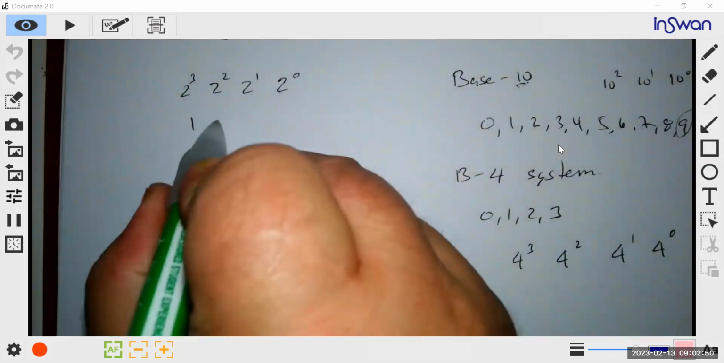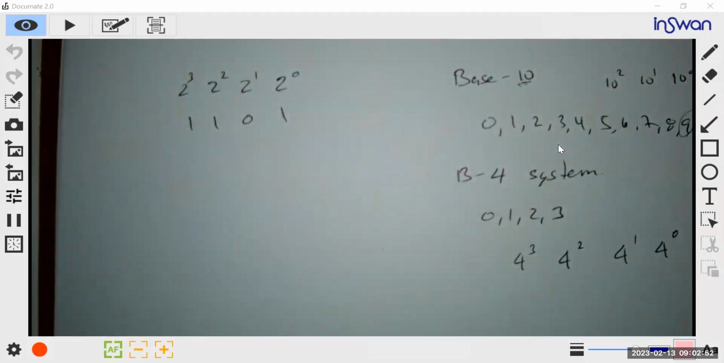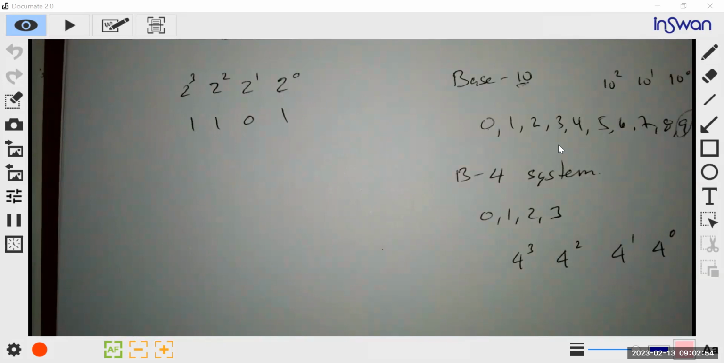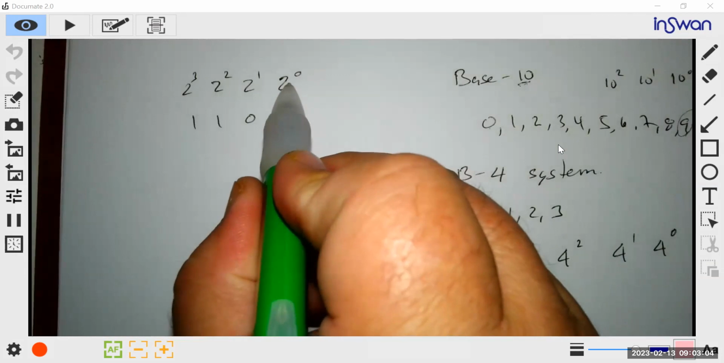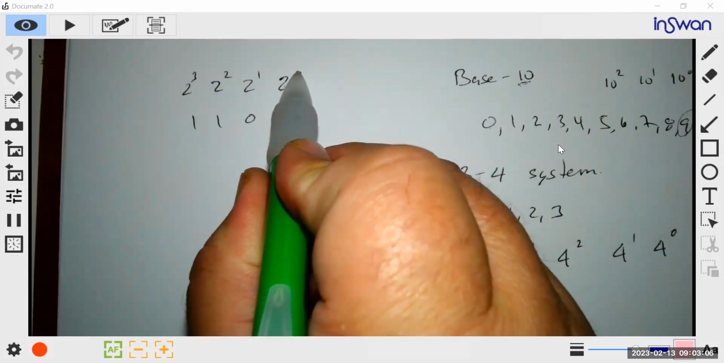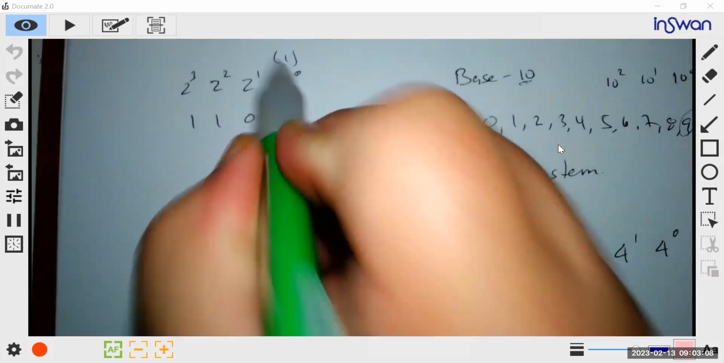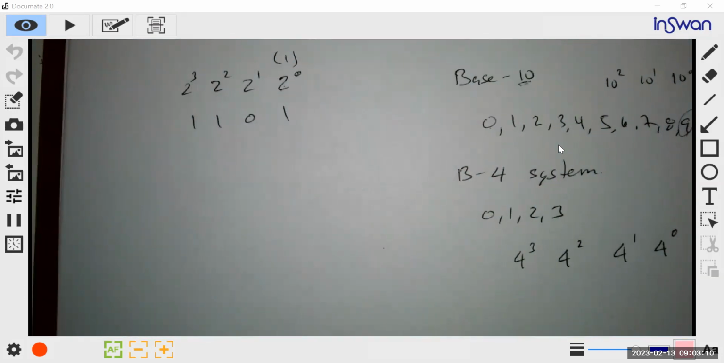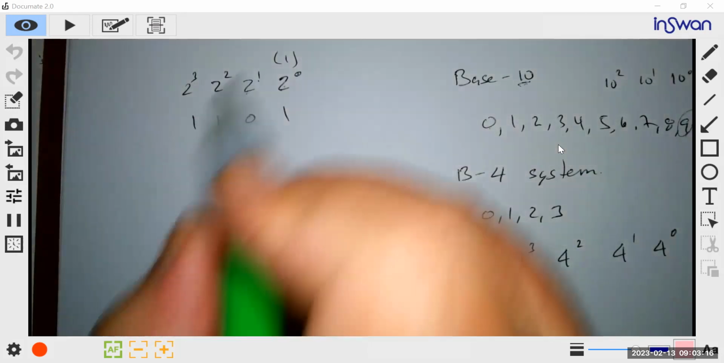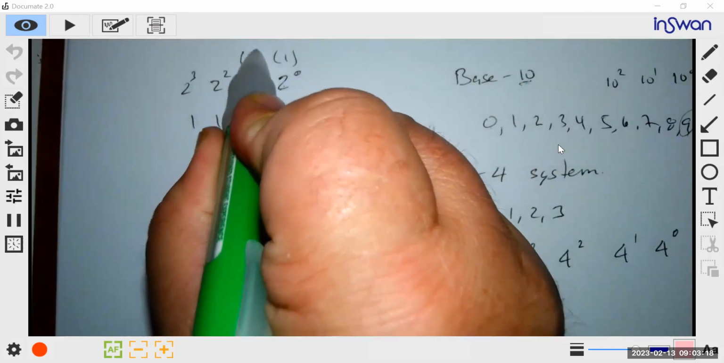So if I gave you a number 1101 in binary, what does that number represent? Well, let's look at what is 2 to the power 0? Not 1. Anything to the 0 power is 1. 2 to the first power is 2.